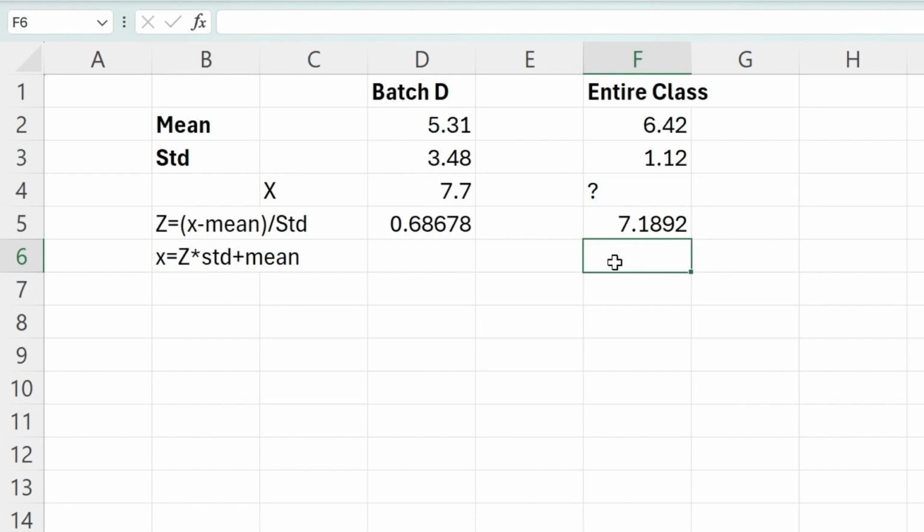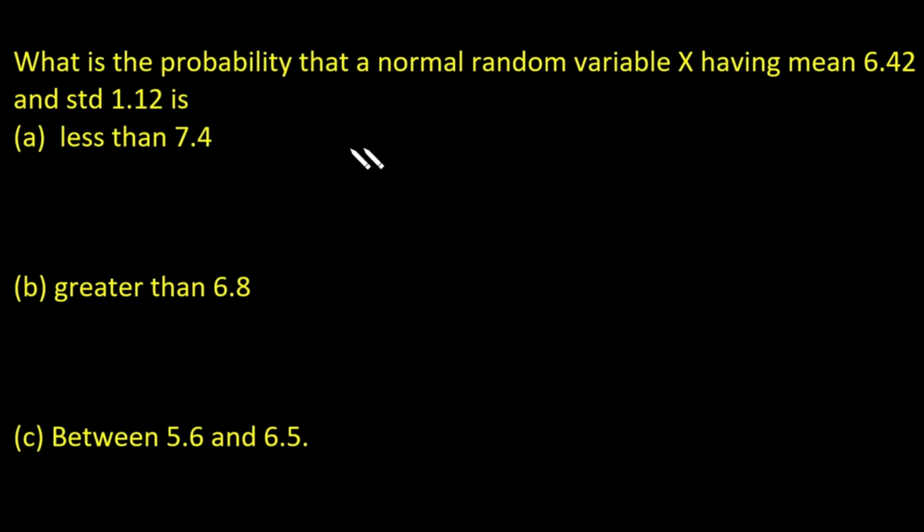And that is the answer for this question. Now let's tackle the next question. Next question is, what is the probability that the normal random variable x with the mean of 6.42 and the standard deviation of 1.12 is less than 7.4? So it means we need to find the probability of the random variable less than 7.4.